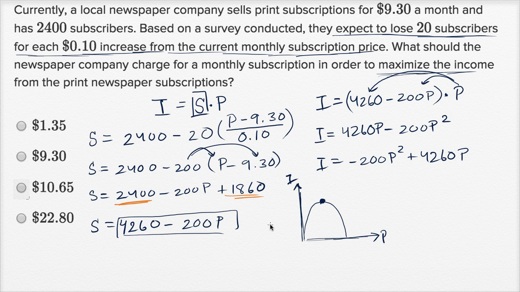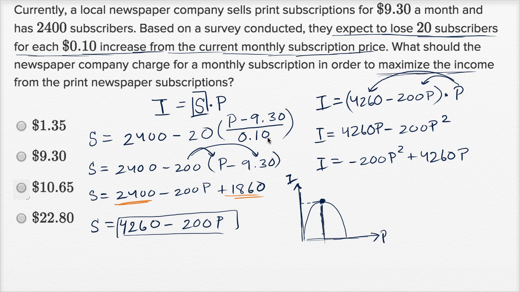If it was upward opening, you'd be able to find a minimum point, but it wouldn't be bounded on the upside. So we need to figure out what price gets us to this maximum point. And this price is going to be the vertex. This is going to be the p coordinate of the vertex of this parabola.